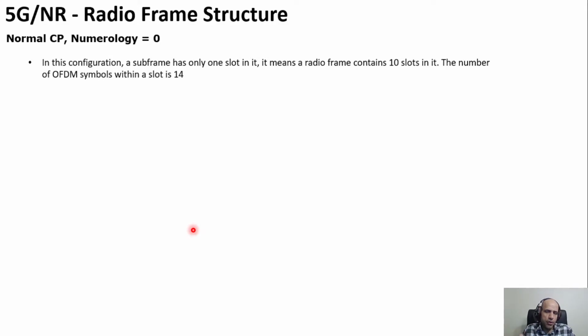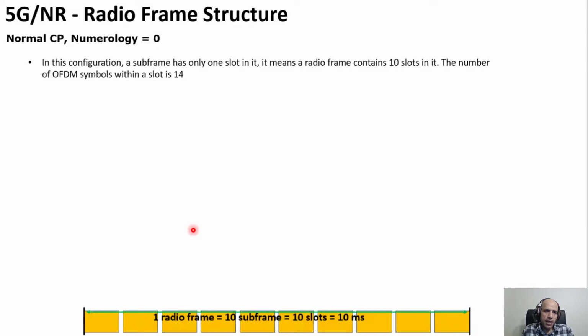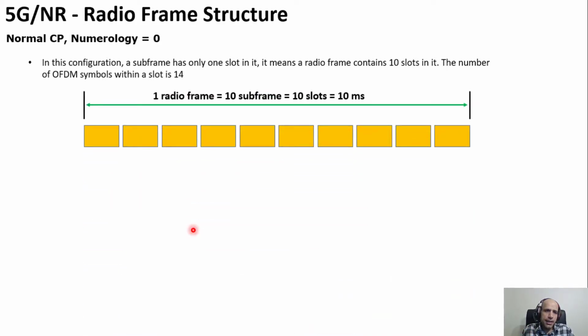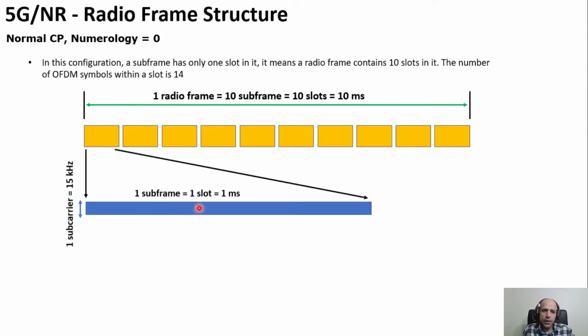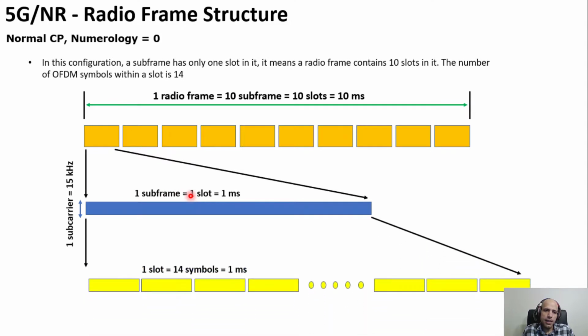This is the radio frame structure in 5G. We are going to show you when you have the normal CP and your numerology is equal to 0. In this configuration, a subframe has only 1 slot in it. It means a radio frame contains 10 slots. The number of OFDMA symbols within a slot is always 14. For example, see here you have one frame, which is always 10 milliseconds. It is divided into subframes with 1 slot each, and each slot contains 14 symbols.